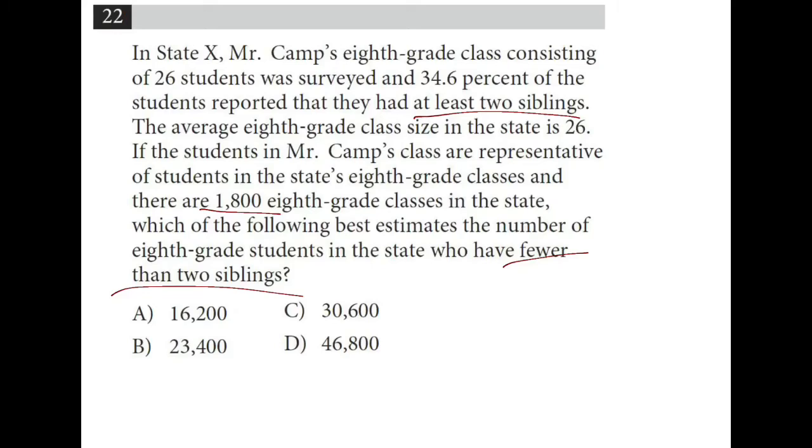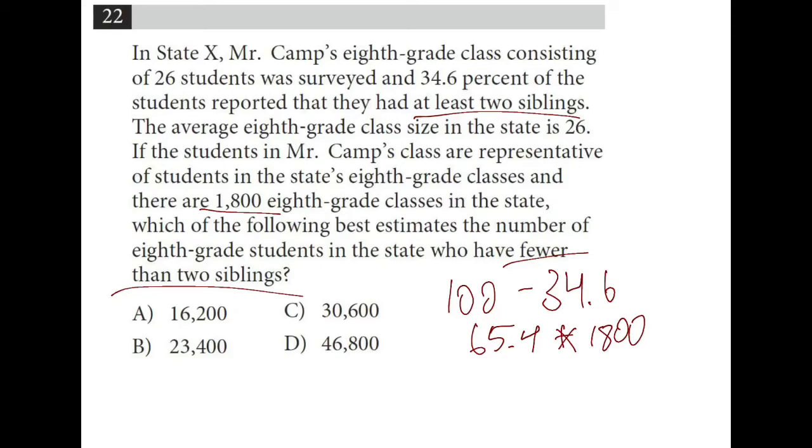So to figure out the percentage for fewer than 2, we take 100 minus 34.6. So this tells us that 65.4% of the students have fewer than 2 siblings. If we multiply this by 1,800 classes, we get our answer. C, 30,600.